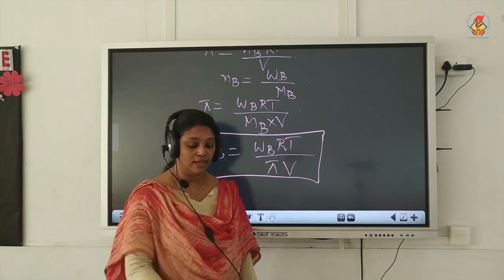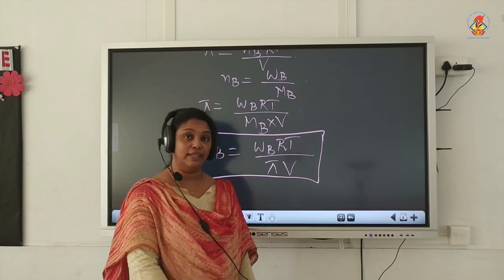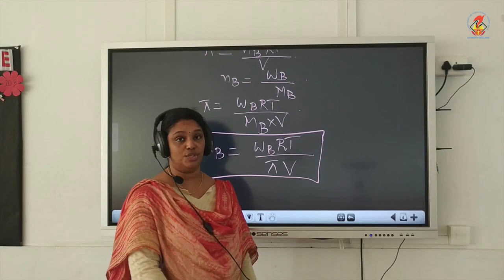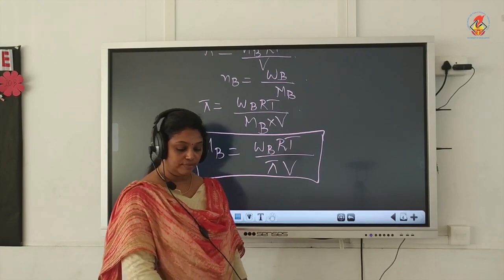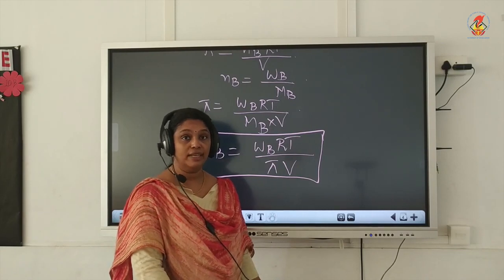So, these are the three advantages of osmotic pressure over other colligative properties. The first one is that the pressure measurement is around room temperature. Second, molarity is used instead of molality. Third, even for dilute solutions, the magnitude of osmotic pressure value is very high.